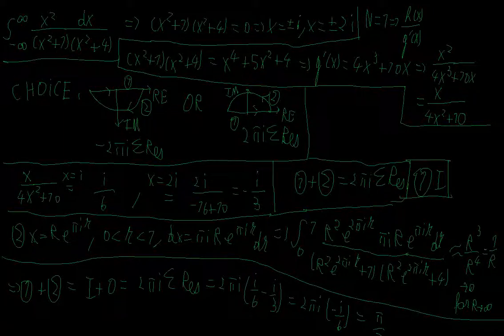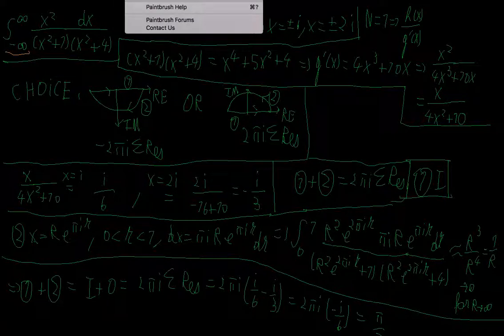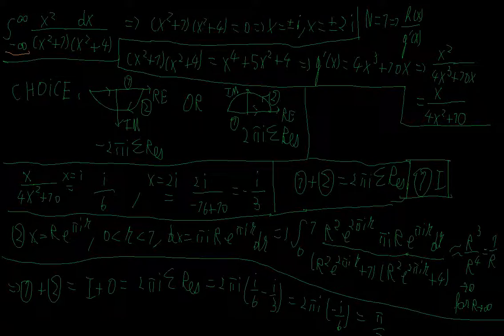So I want to evaluate the integral from minus infinity to positive infinity of x squared over (x squared plus 1) times (x squared plus 4) dx. So as usual, using the residue theorem, I will first find the poles. So I will set the denominator equal to 0. So we'll get (x squared plus 1) times (x squared plus 4) equal to 0.